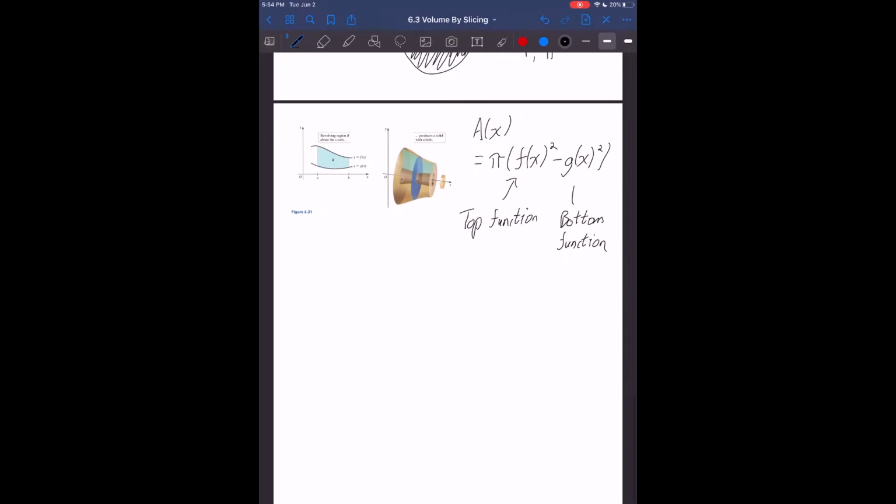And using this, I just do the same integration technique, and I'm going to get that my volume is equal to the integral from a to b, where a and b are my bounds on my x values, of pi times f of x squared minus g of x squared dx. Okay, so let's do an example of this.